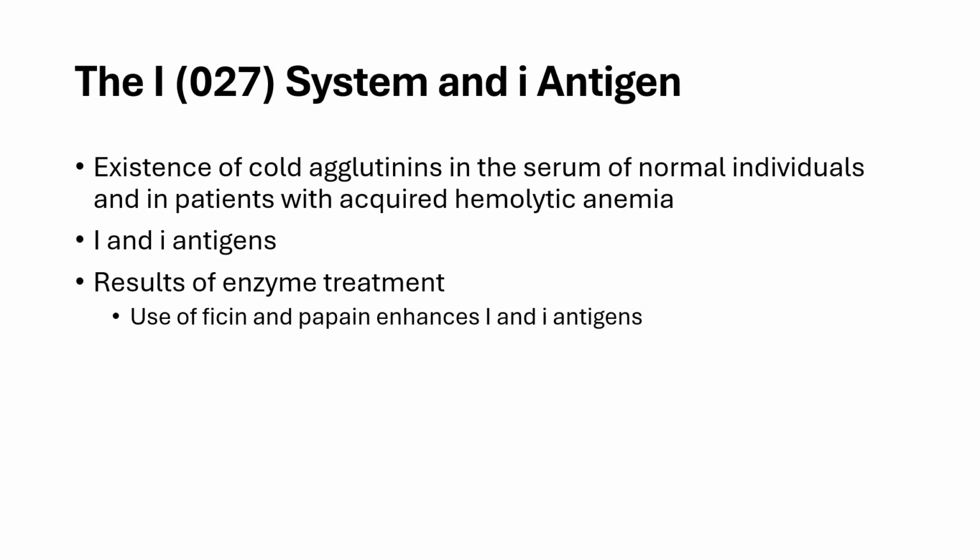Cold agglutinins and big I, little I antigens. So cold agglutinins can be present in serum of normal individuals and in patients with acquired hemolytic anemia. The capital I and lowercase i antigens are important in this context. So we can use enzyme treatment like ficin and papain, which enhances the reactivity of uppercase and lowercase I antigens.